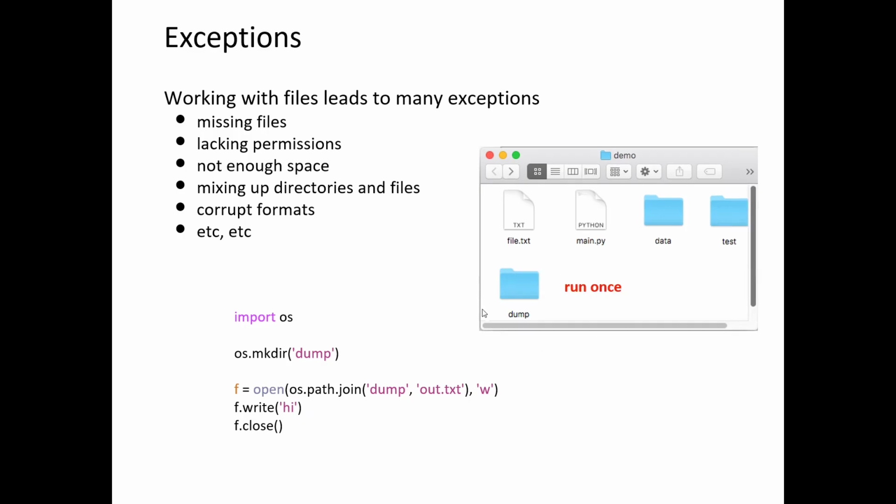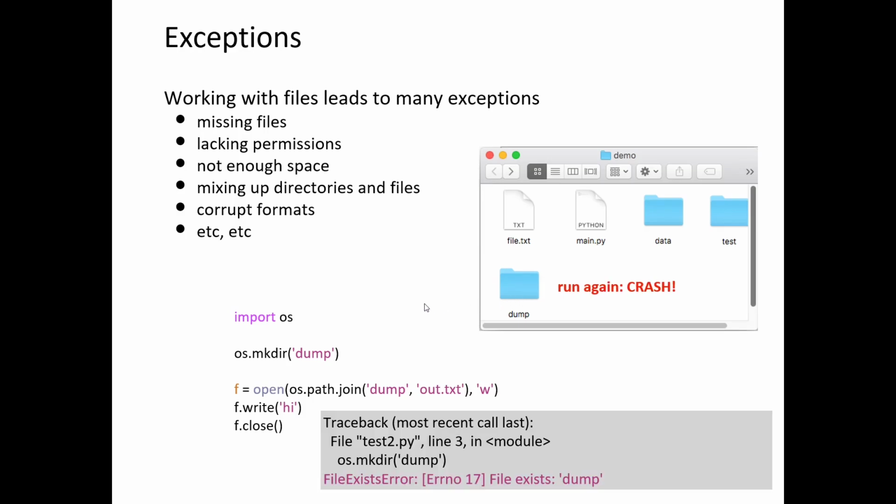So here I run it once. First time through it creates dump for me. In dump it's going to open up out.txt. It's going to write hi. It's great. The second time through it's going to crash. When we take a look at the error message, the traceback, we're going to see that we get a file exists error. And this is not a great message because dump is technically a directory, but the error message says file exists dump.